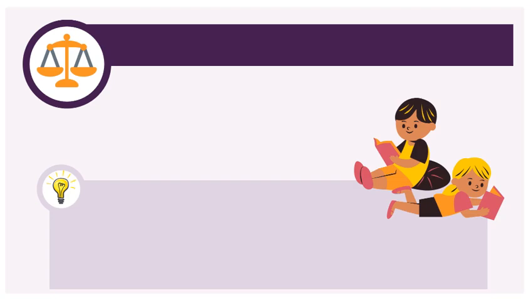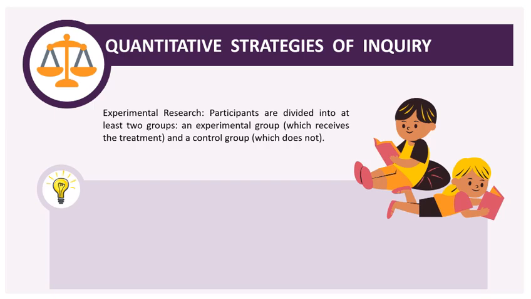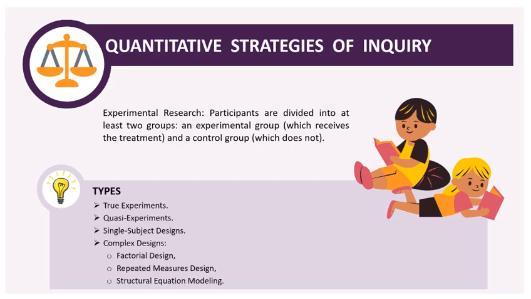Another strategy of inquiry is experimental research. In this section, participants are divided into two groups. One is the experimental group which receives the treatment, and the other one is the control group which does not. There are some types of experimental research: true experiments, quasi experiments, single subject design, and complex design. Complex design has three types: factorial design, repeated measures design, and structural equation modeling.